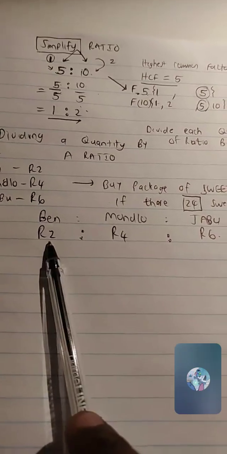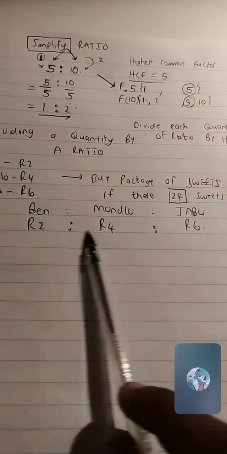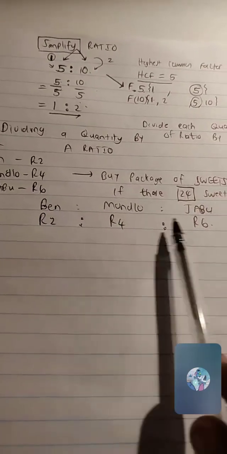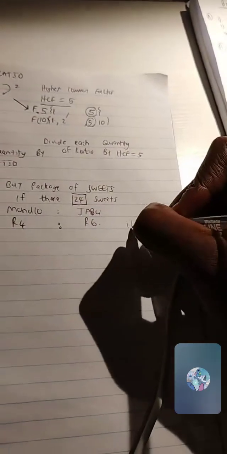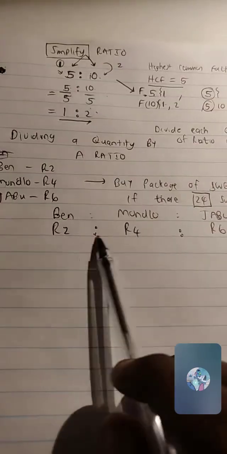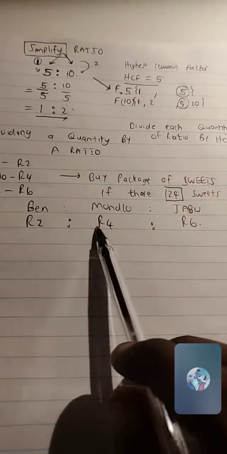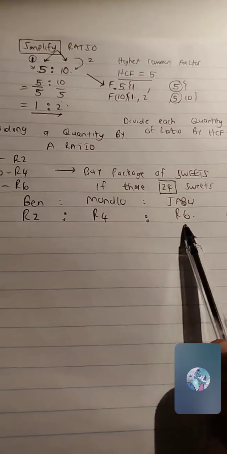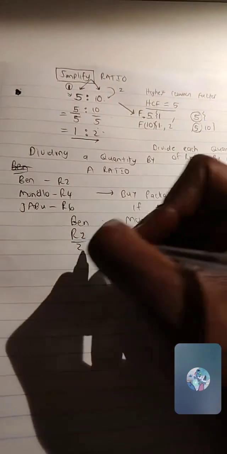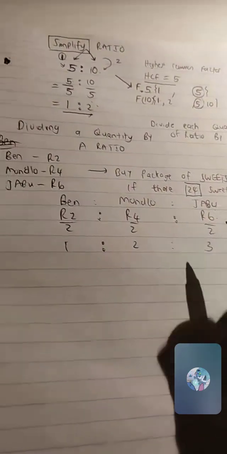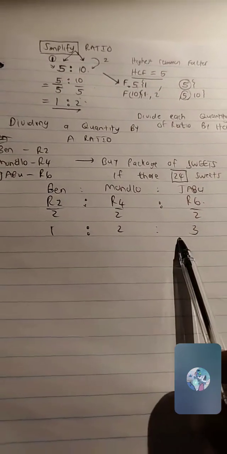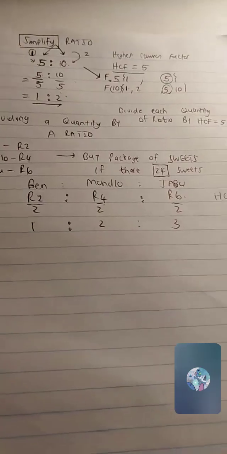Okay. Yes. And then when we simplify these, 2 rand, 4 rand, 6 rand, we can simplify the ratios, obviously, because of the highest common factor between 2, 4, and 6. What is the highest common factor between 2, 4, and 6? 2. Yes, it is 2, right? So if I divide each quantity by 2, then I get 1 is to 2 is to 3. Do you see that?